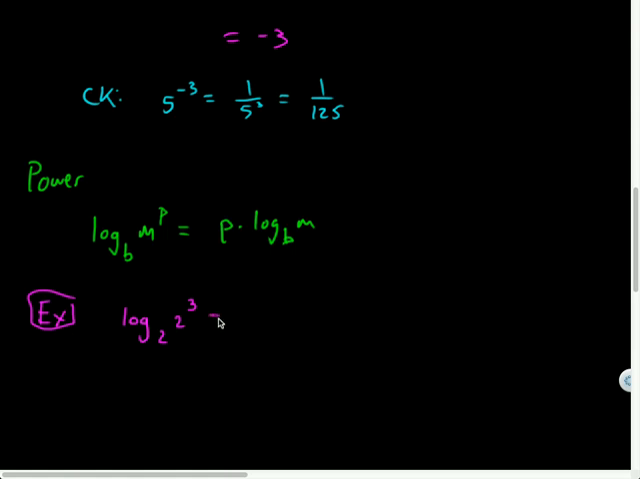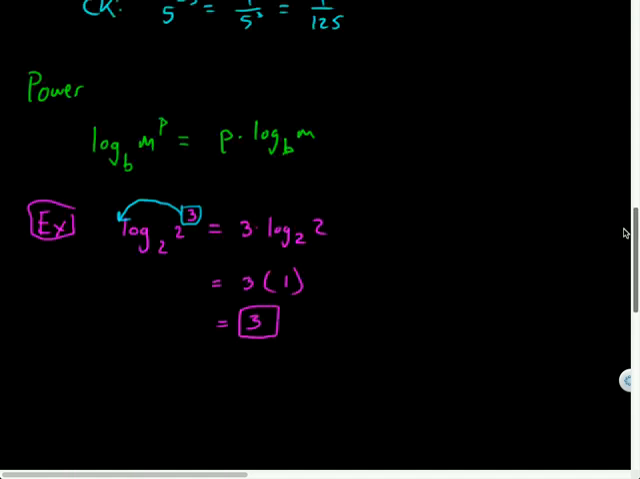So let's apply this property. I can swoop this 3 out front and make this into multiplication. So this becomes 3 times log base 2 of 2. And what is log base 2 of 2? 1. So 3 times 1 is 3. Or if you had used the exponent and done that, it would have been log base 2 of 8, which is also 3. Right, so 2 to the third is 8.